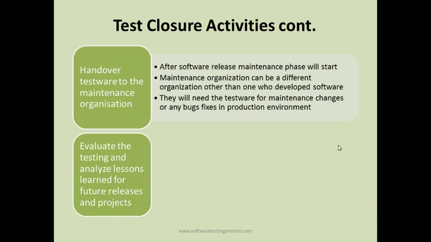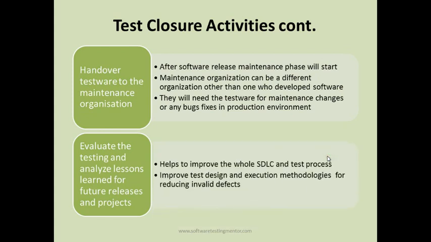Then other activities are to evaluate the testing and analyze lessons learned for future releases and projects. This is the most important closure activity, to evaluate testing and analyze lessons learned, what went wrong in this release, which you should never do in future releases. What this does is it helps to improve the whole software development lifecycle and test process, and improve test design and execution methodologies for reducing invalid defects.